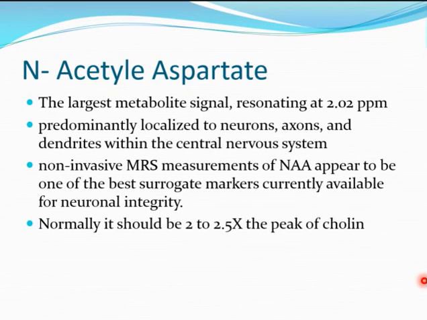First, the N-acetyl aspartate, it gives you the largest metabolite signal, resonating at 2.02 parts per million. It's predominantly in the neurons, axons, and dendrites, okay, of the central nervous system. So NAA indicates neuronal tissue. When it's increased, there is increase in neuronal tissue. When it's decreased, there is decrease in neuronal tissue. In the MR spectroscopy measurement, it appears one of the best surrogate markers currently available for neuronal integrity. When it's normal, the neurons are normal, are intact, okay? And normally it should be between 2 to 2.5 times the peak of choline, okay?